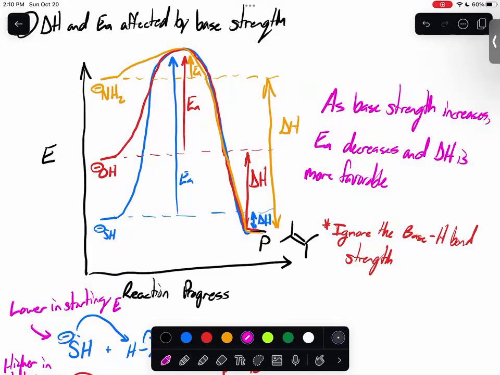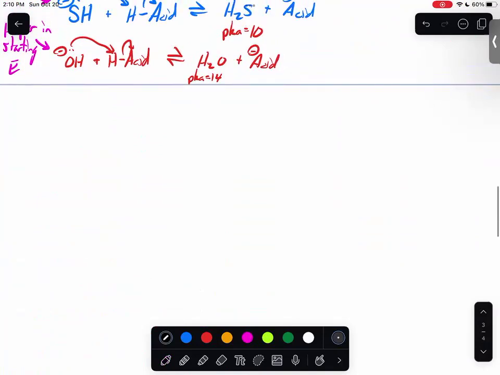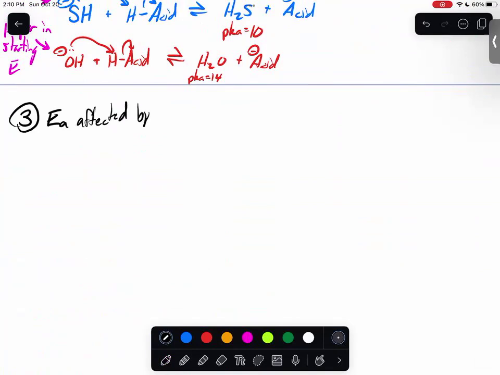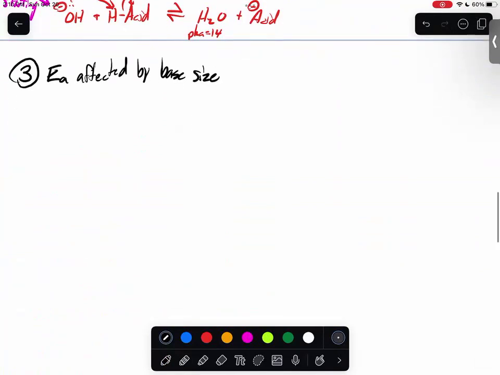Okay? So base strength matters, but another thing that matters about the bases is actually their size. All right, activation energy is affected by base size. But the thing is, the product stability is usually not affected if we're just assuming that we're using different bases but getting the same product, right?